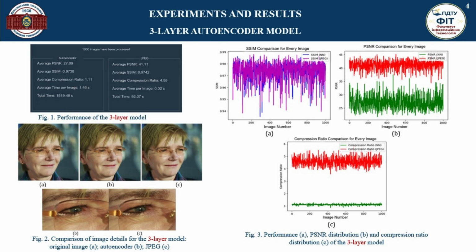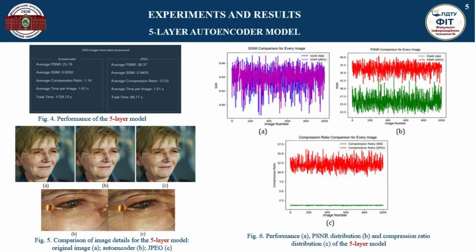Therefore, the autoencoder currently exhibits limited compression efficiency. The compression ratio distribution is shown in Figure 3c. Visually, both images are similar to the original with no noticeable artifacts. These results indicate that while the autoencoder achieves higher quality image restoration, as indicated by SSIM, it still lags behind JPEG in terms of compression efficiency and processing speed.